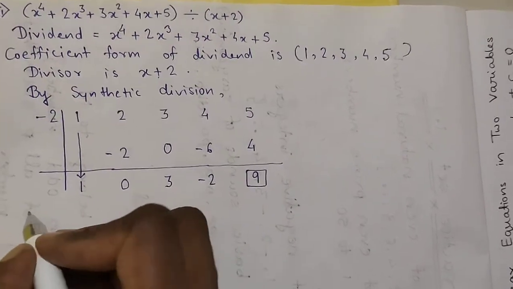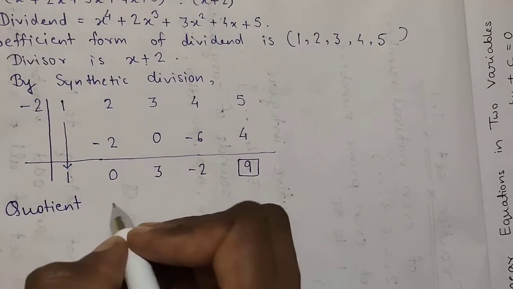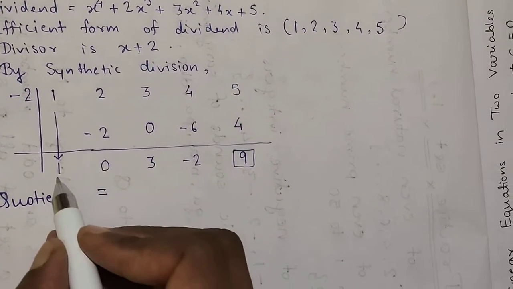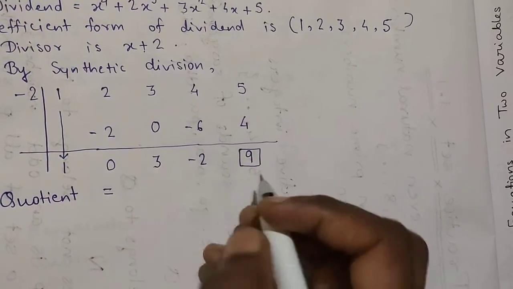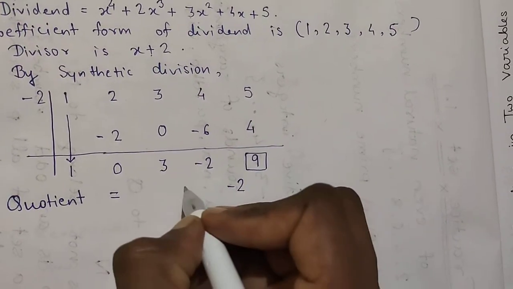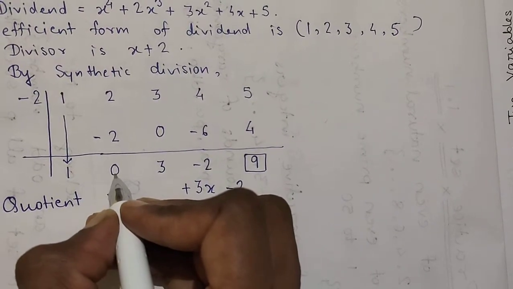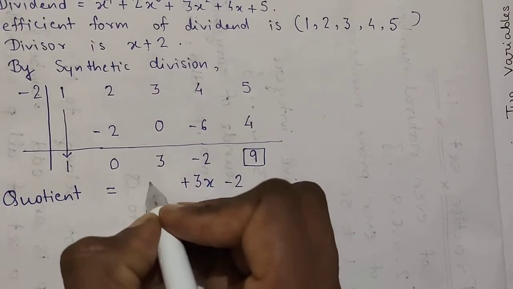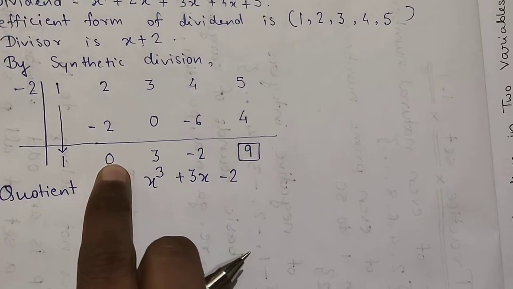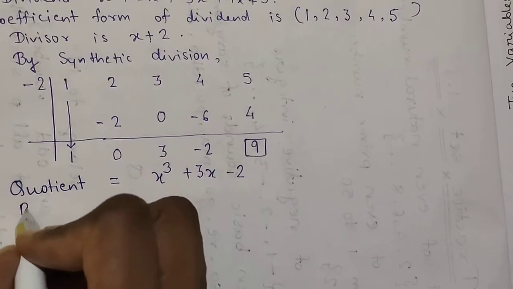So let us write your quotient equals to. See what the numbers are: 1, 0, 3, minus 2. I am going to write in reverse way. First I am writing minus 2, then plus 3 is there, and before this there will be x. This is what? X square. So x square is absent, and this is x cube. So what is your quotient? X cube, then 0x square, so no need to write. This is 3, so 3x and minus 2. And what about your remainder?